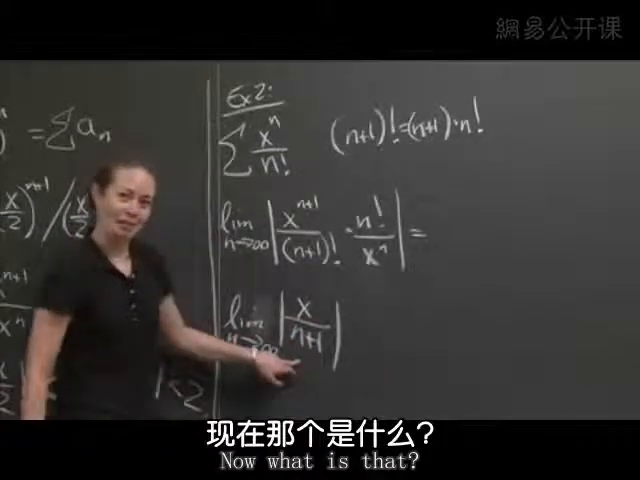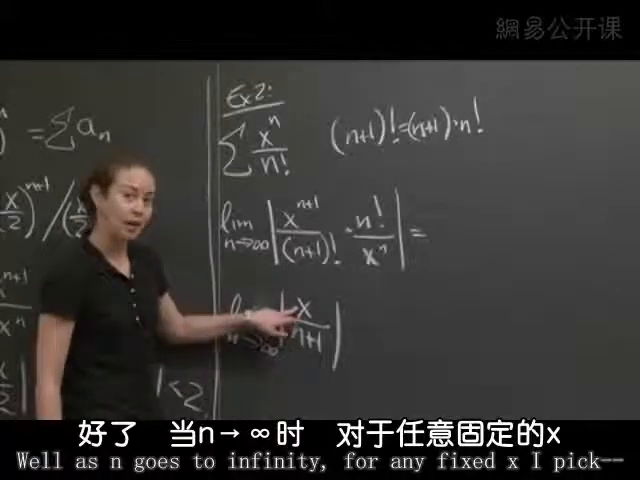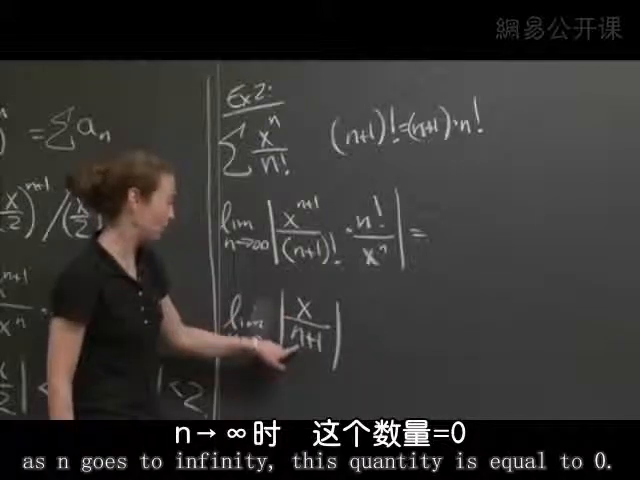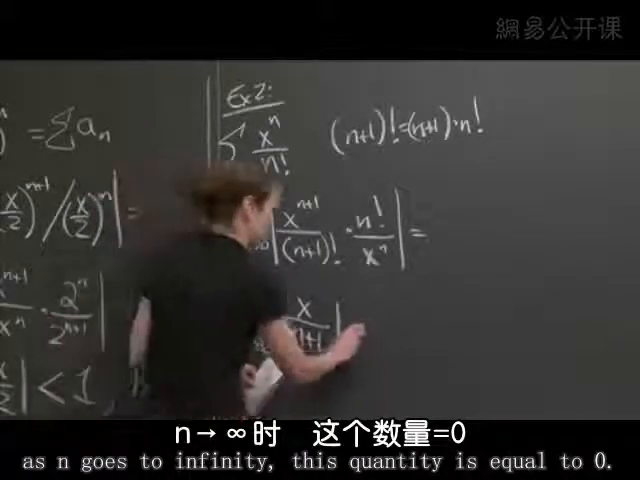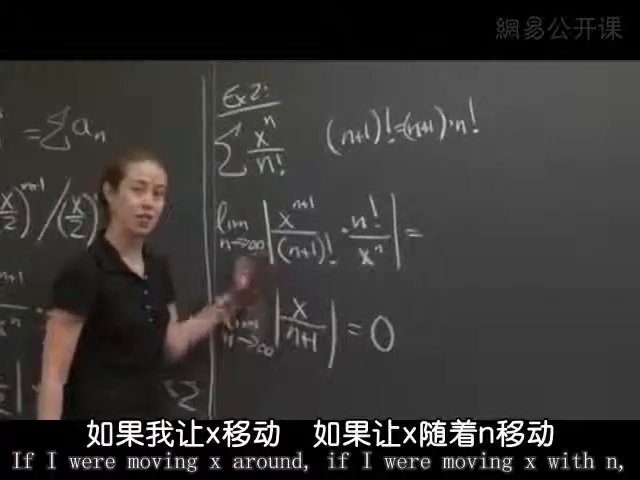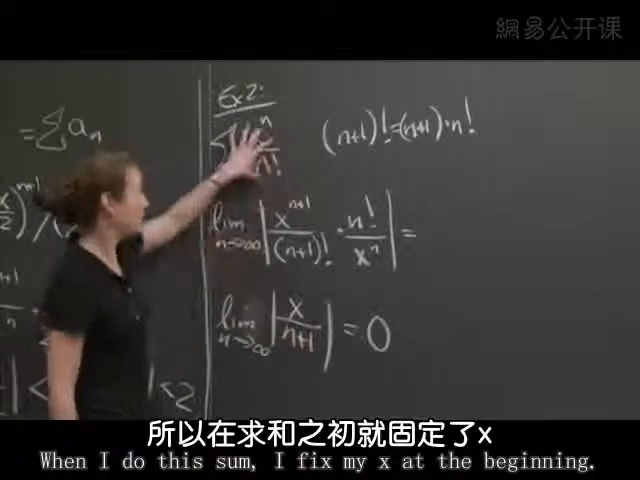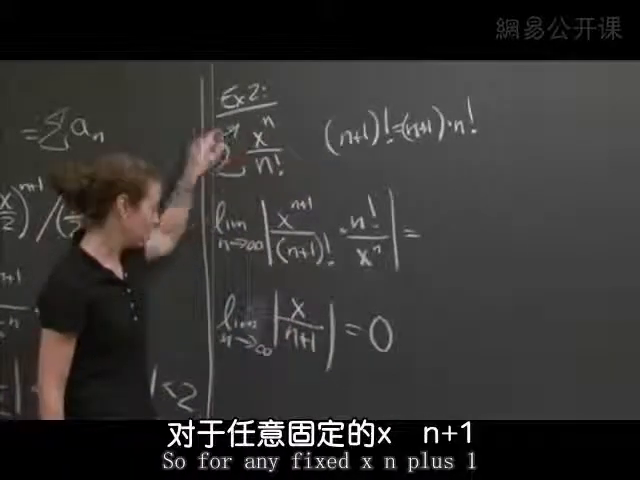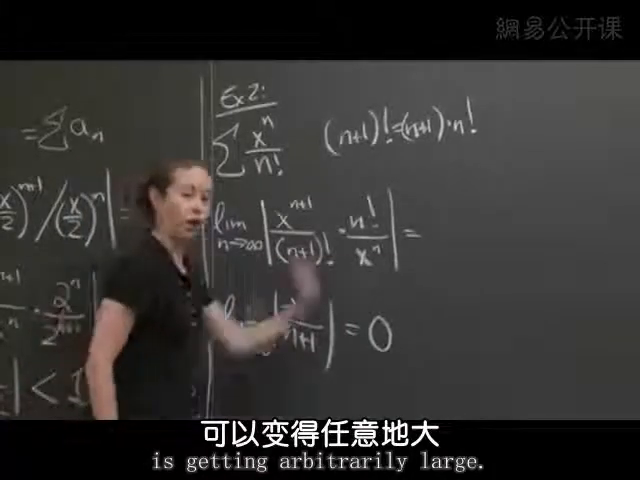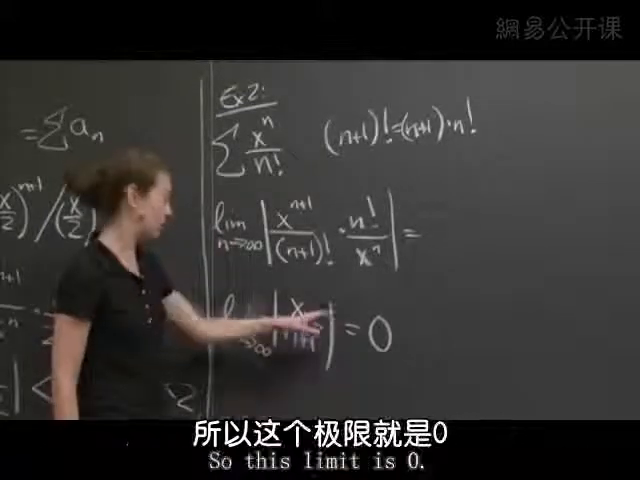Now what is that? Well, as n goes to infinity, for any fixed x I pick, we have to be careful here, as n goes to infinity, this quantity is equal to 0. If I were moving x around, if I were moving x with n, this would be a problem, but x is fixed. When I do this sum, I fix my x at the beginning. So for any fixed x, n plus 1 is getting arbitrarily large, so x over n plus 1 is getting arbitrarily small, so this limit is 0.